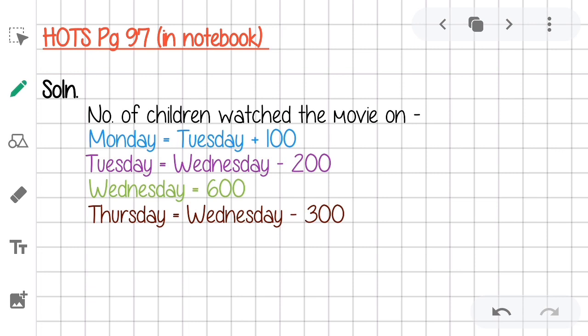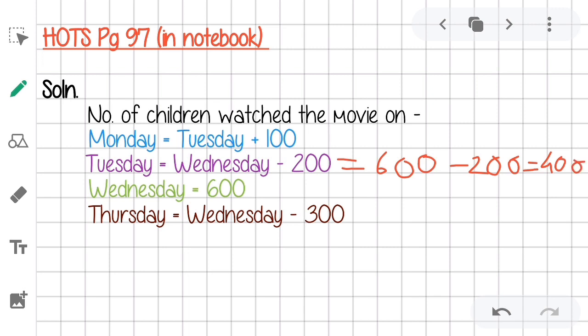Now we have to know first how many children watched the movie on Wednesday. So it is given in the next line, Wednesday is equal to 600. That means 600 students watched the movie on Wednesday. So how can we calculate for Tuesday? Tuesday will be equal to the number of people on Wednesday, that is 600, minus 200. So how much is 600 minus 200? That is equal to 400.